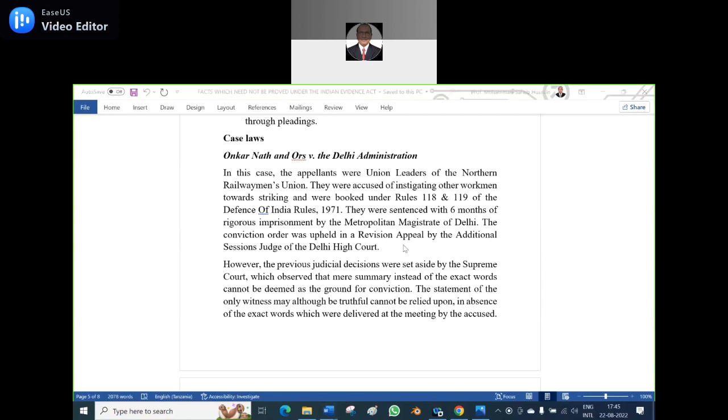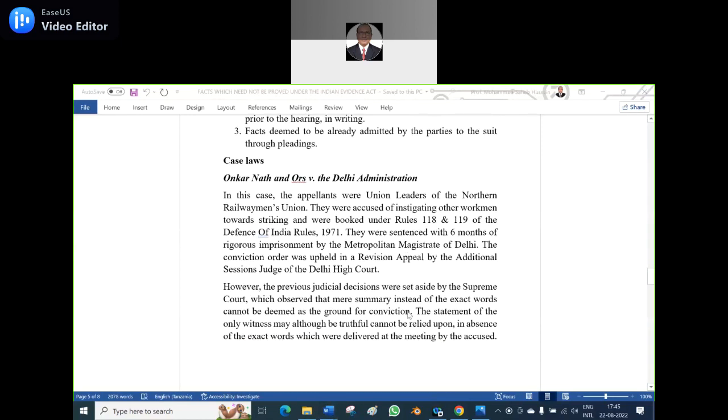Yes, Sharath, can you read the case law? Yes, sir. Omkar Nath and others versus the Delhi Administration.